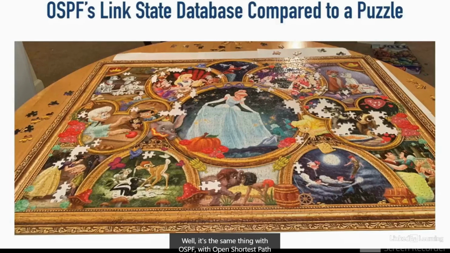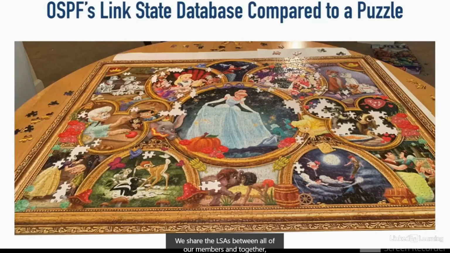Well, it's the same thing with OSPF, with Open Shortest Path First. We've got different routers that know about different parts of our topology, different parts of the network. They're connected to different parts of the network, and they're going to share information. This information is contained in LSAs, link state advertisements. And these link state advertisements are essentially like these puzzle pieces.